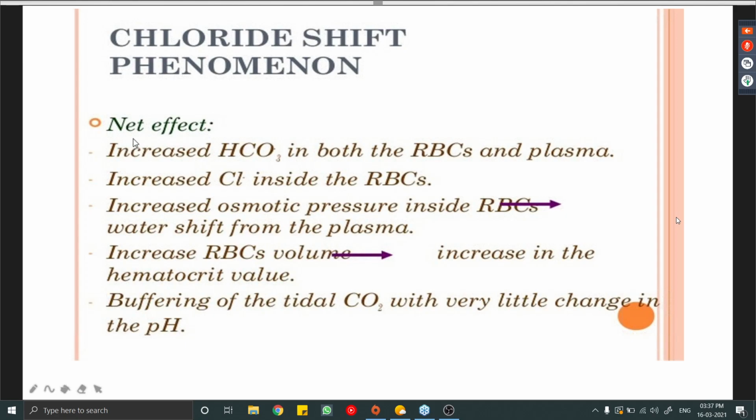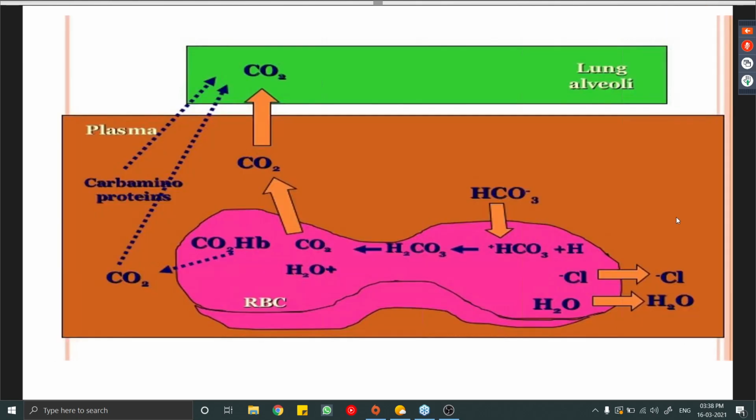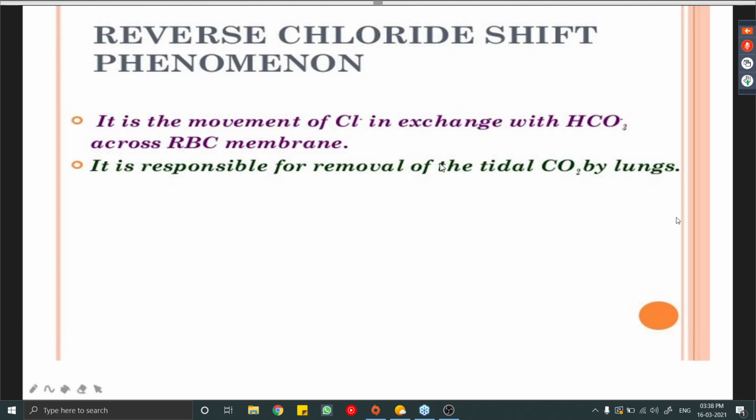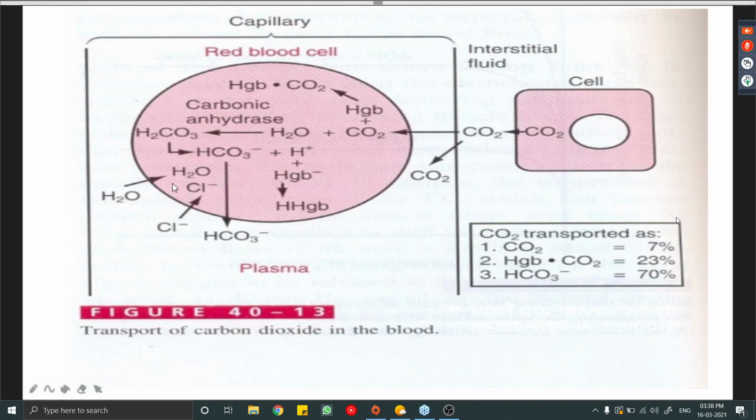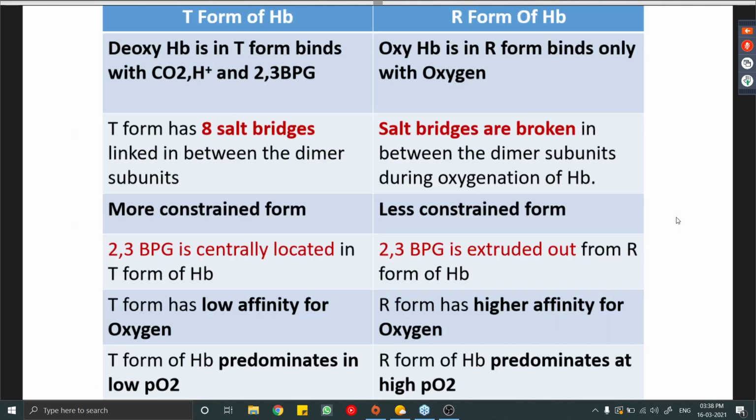So I'm explaining again the chloride shift. There is increased bicarbonate in both the RBCs and plasma, and increased chloride inside the RBCs, which increases osmotic pressure inside RBCs, so water shifts from plasma. So there is increased RBC volume, leading to increased hematocrit value. So this is buffering of the tidal carbon dioxide with very little change in pH, as I've already shown you. This is the reverse chloride shift I have explained. Most of the bicarbonate, this I have already explained. So this is another graphical representation of what I have shown you.